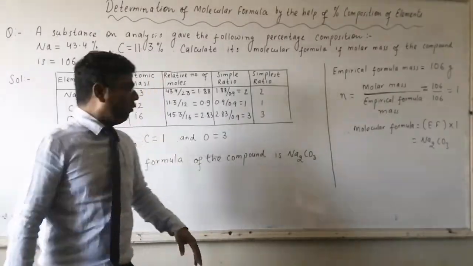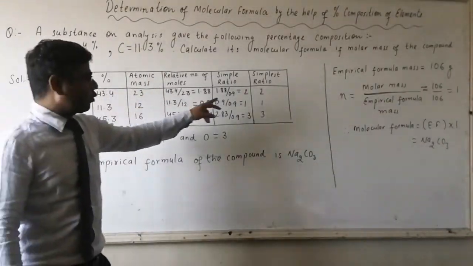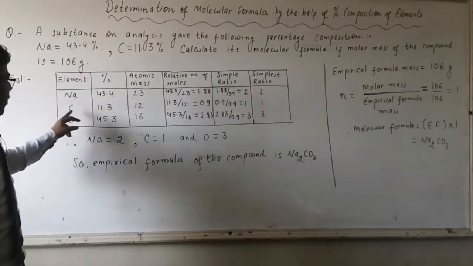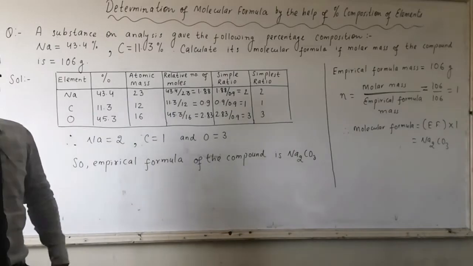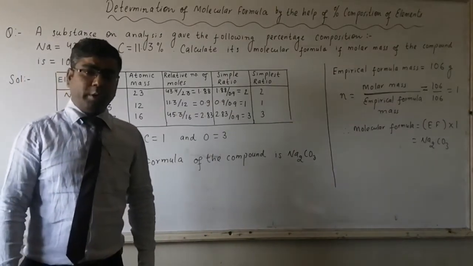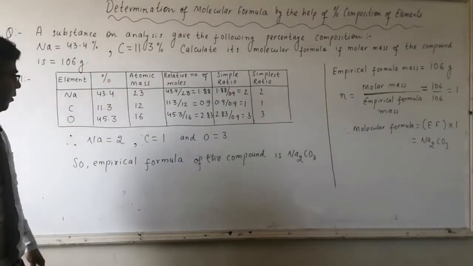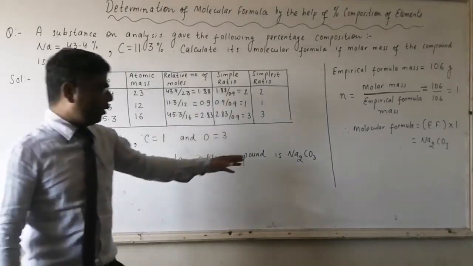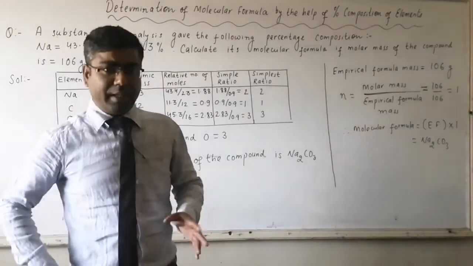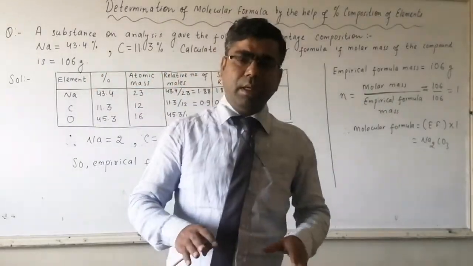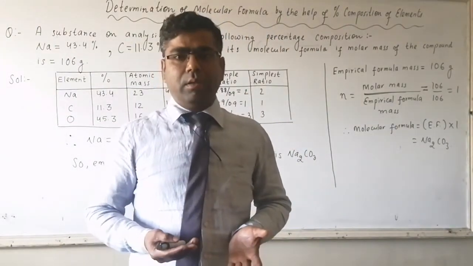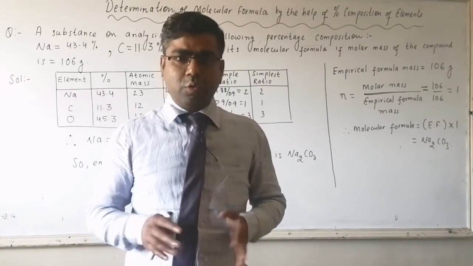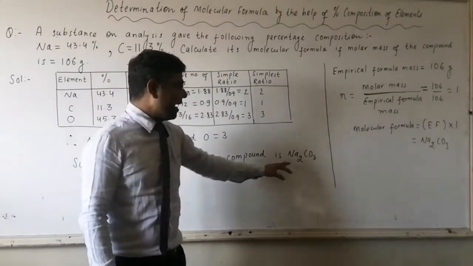It means there will be 2 atoms of sodium, 1 atom of carbon, and 3 atoms of oxygen. So its empirical formula will be Na2CO3. Now we have to check the molecular formula. Remember, empirical formula and molecular formula can be the same or they can be different. So here we have got the empirical formula as Na2CO3.